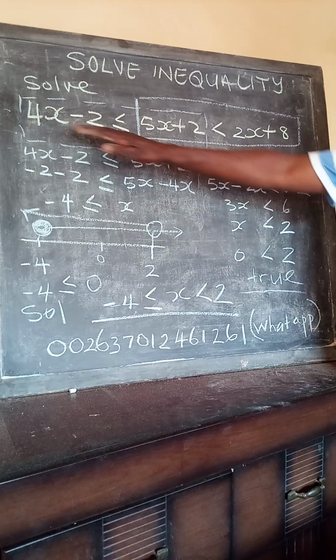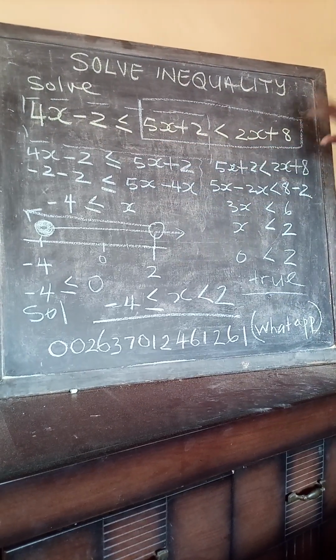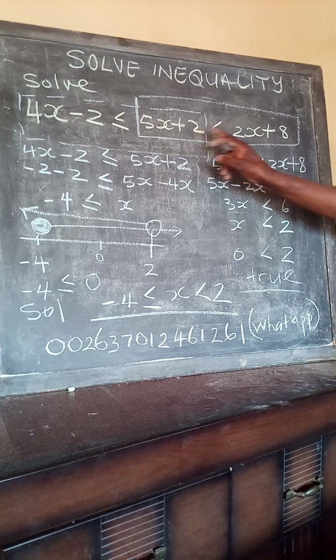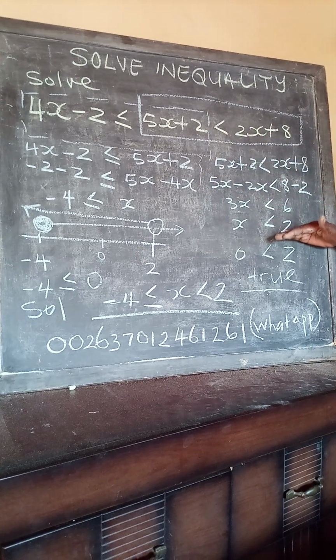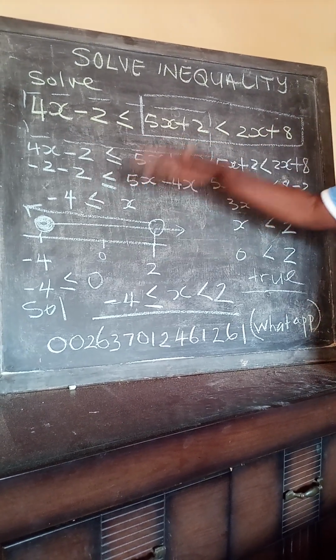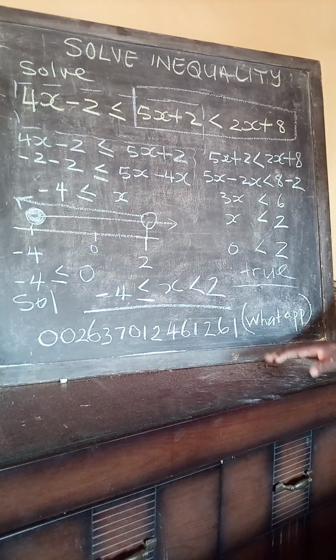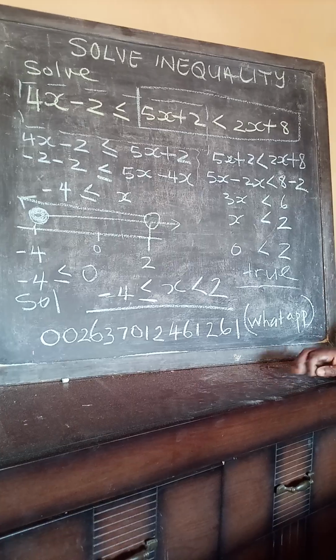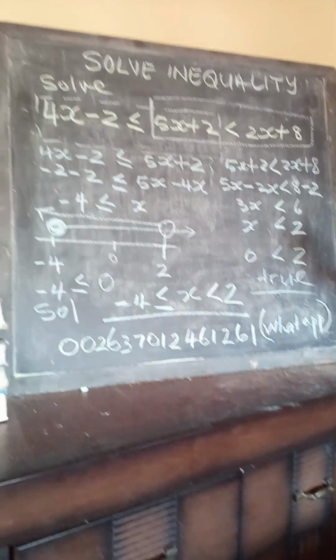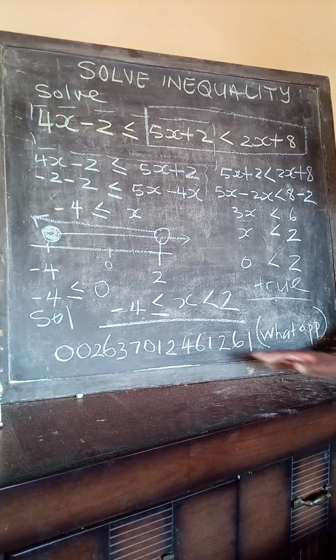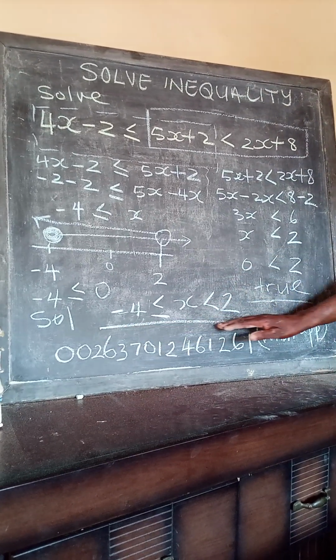The takeaway here, if you are given this inequality like this, is to break it into twos. You take these two, you solve them separately. You take these two, you solve them separately. Then you present them on the number line. Then the solution will be in the intersection. So this is where my intersection is.